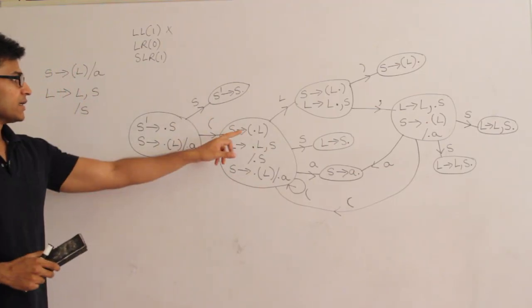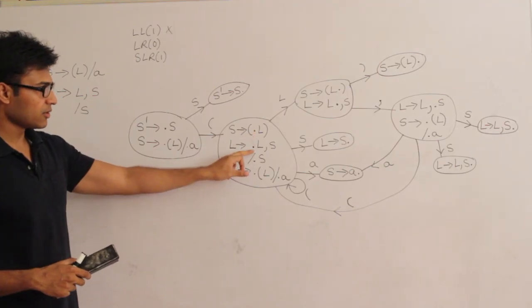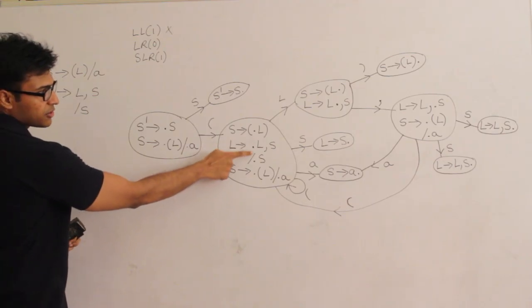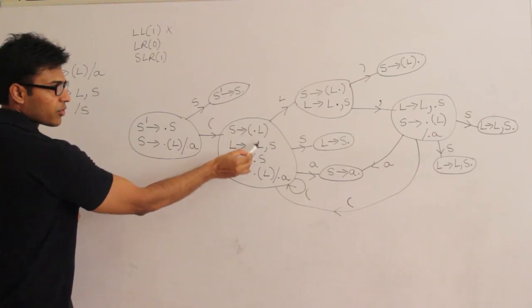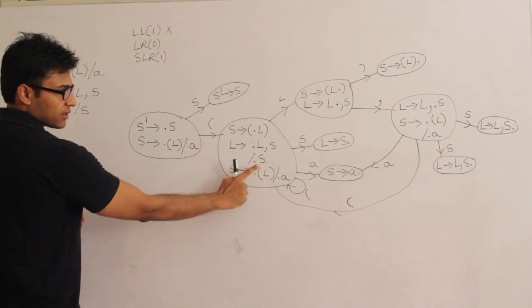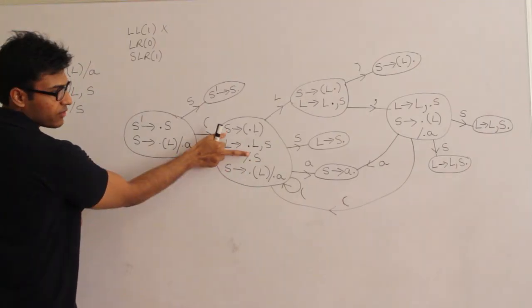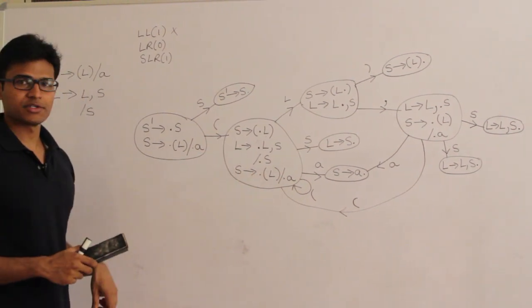What is closure? Since the dot is at the beginning of L, I have to add all L productions with a dot in the beginning. That is why I added this production and this production, because of this L. And now if you see one more production, there is one more production with the dot before S. Therefore, because of this S, I have to add S productions. That is why I added all these S productions.